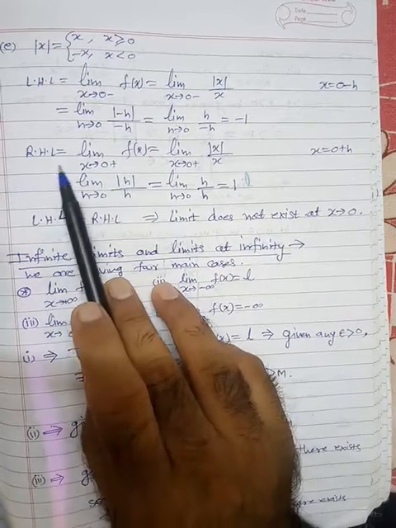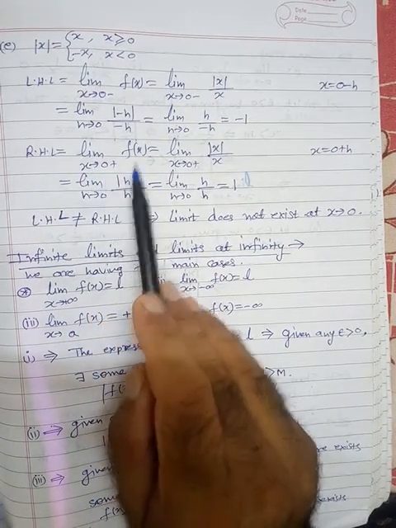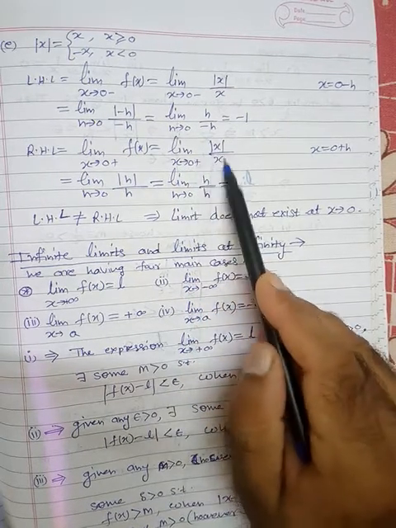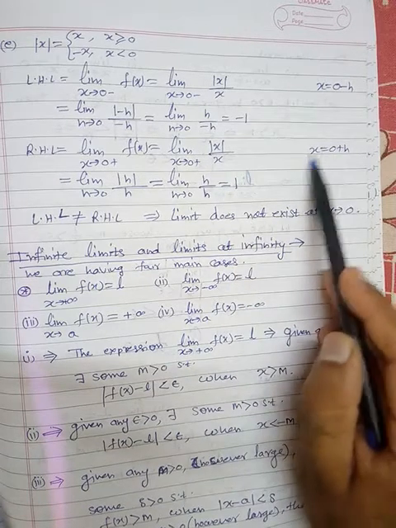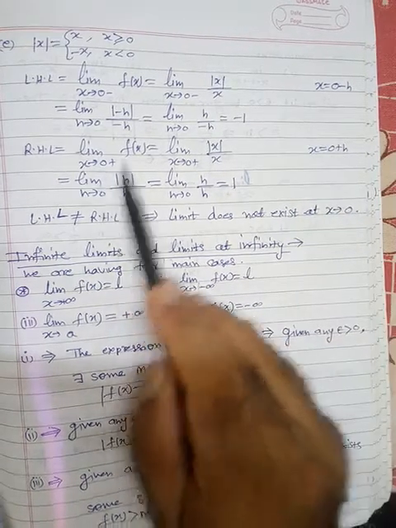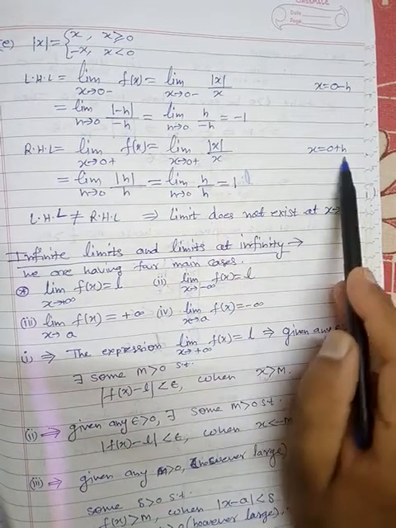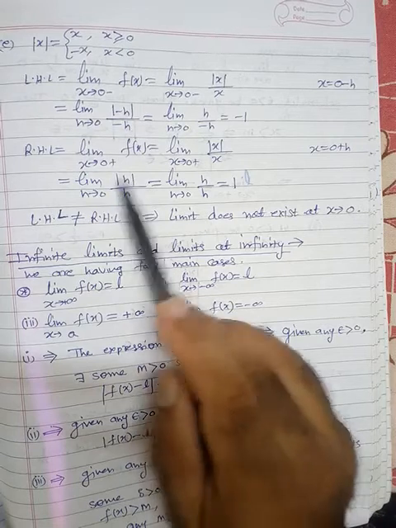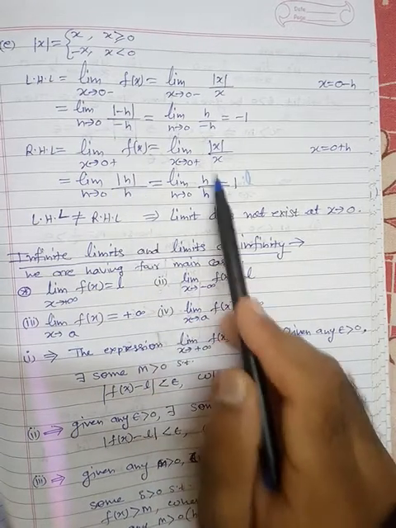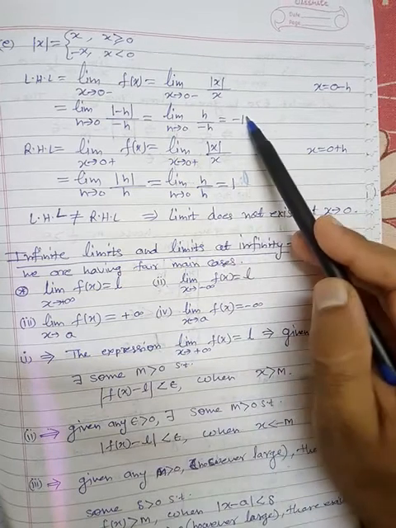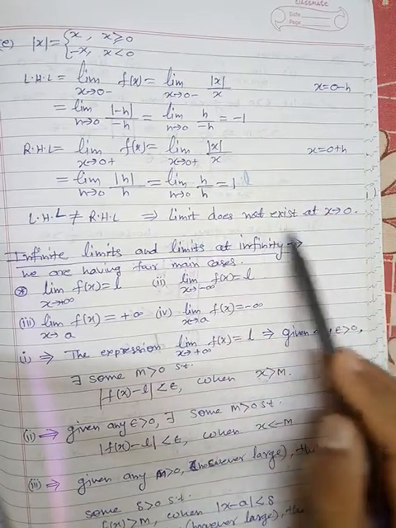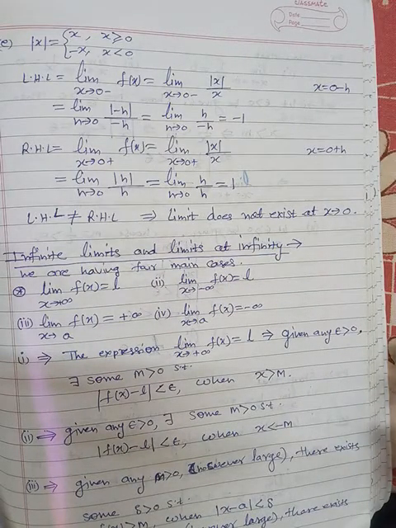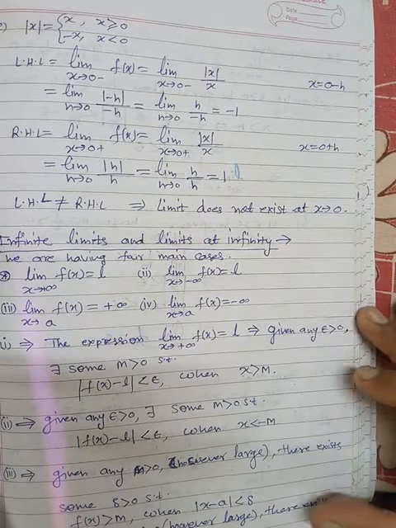Now the right hand side limit. The limit is equal to limit x tending to 0 plus f of x. So limit x tending to 0 plus magnitude of x divided by x. Fine. And now x is replaced by 0 plus h, because we are finding the right hand side limit. Substitute the value. So this is h by h. Because h is a positive value, this will be 1. So here it is 1, here it is minus 1, so both are unequal, that's why the limit does not exist at x tending to 0. So this is all about the limit examples with the help of one-sided limits.